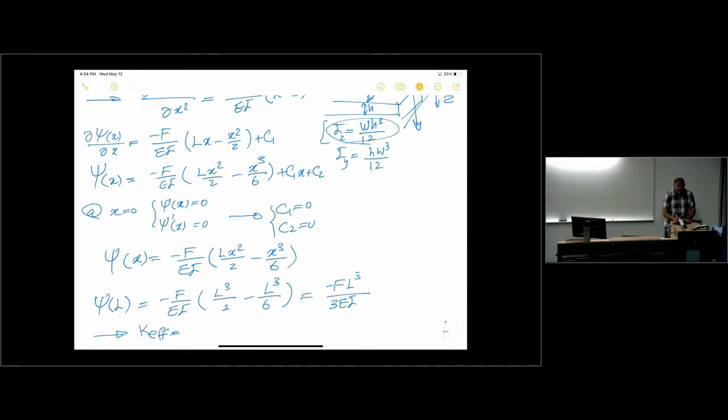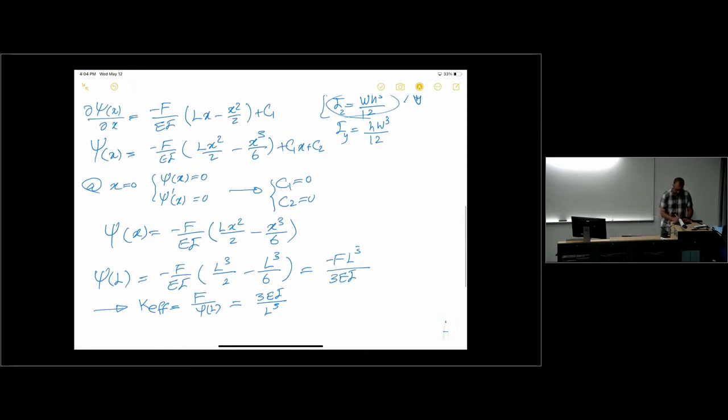So the effective spring constant is going to be F over psi of L. When I apply force F here, it displaces from its rest position. How much does it displace? I normalize that displacement with force, and the effective spring constant is just going to be 3EI over L cubed. And the negative sign goes away. It's a positive spring, right? So it's trying to restore the force, go back to the original position. So 3EI over L cubed is the effective spring constant for this beam.